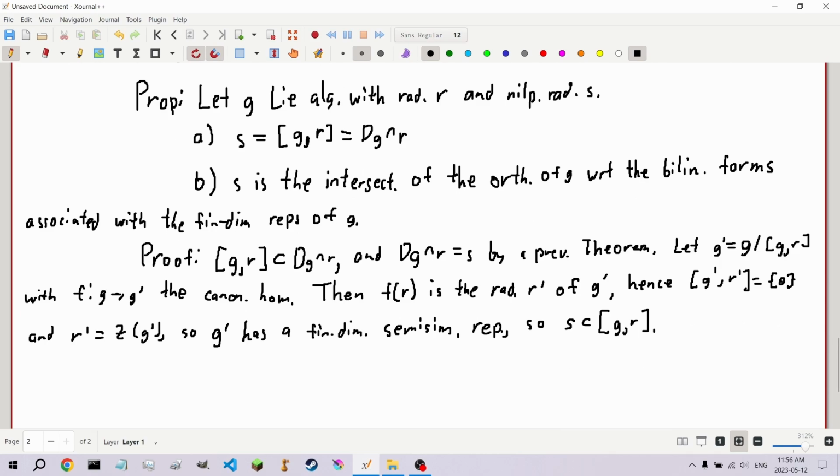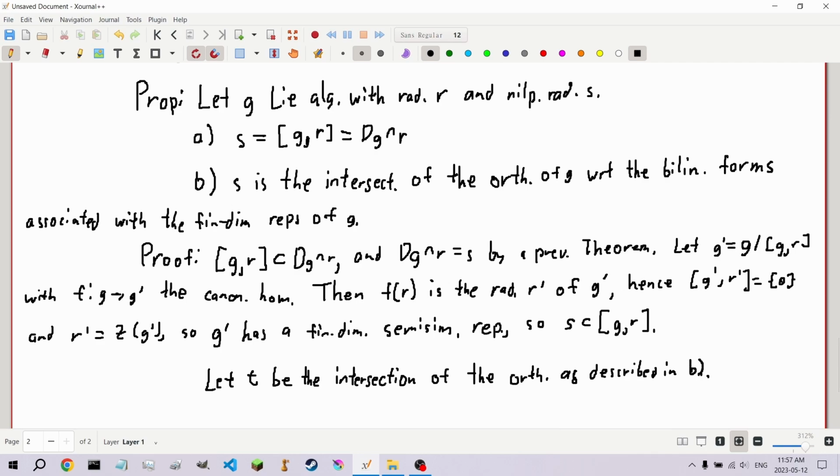Part B, we're going to let T be the intersection of the orthogonals, as described in B. So we're setting T to be equal to the intersection of the orthogonals of G with respect to the bilinear forms associated with the finite dimensional representations of G, and we want to show that T is then equal to S.